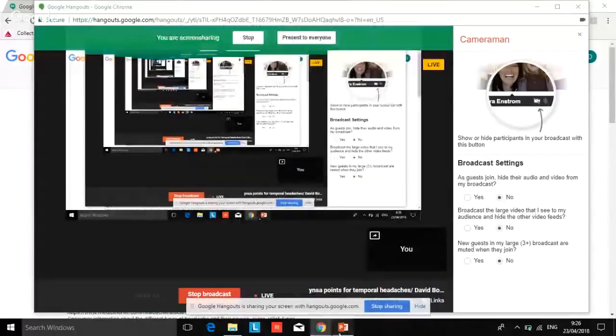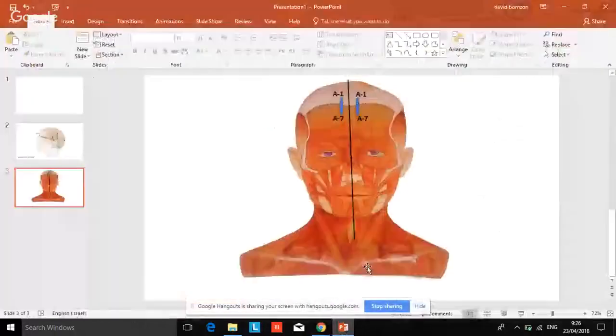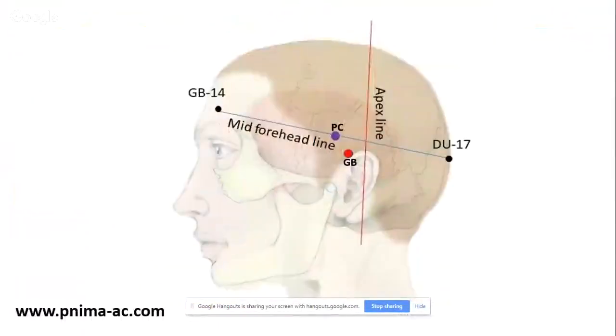But here, let's go down to what I wanted to speak to you about, points that you can use. It's very easy and very simple to use these points. I'm going to share my screen so we can see what I'm speaking about. So you can see a bit of the PowerPoint, but I hope you can see my mouse moving.